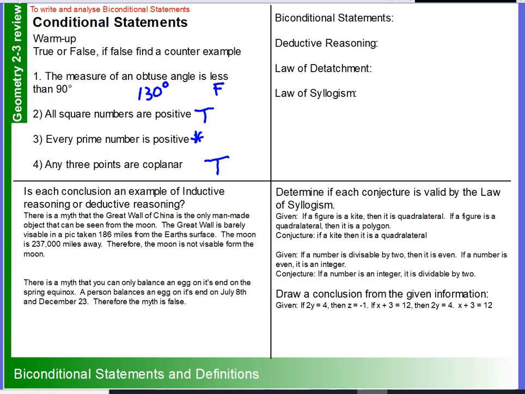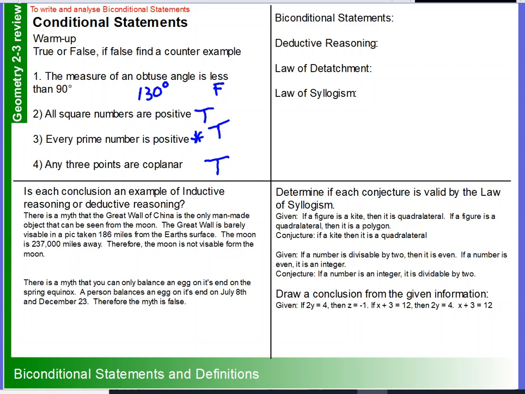All right, so we know that this one is false. Then we know that this one is true. Every prime number is positive. All right, so here we go. Inductive and deductive reasoning.